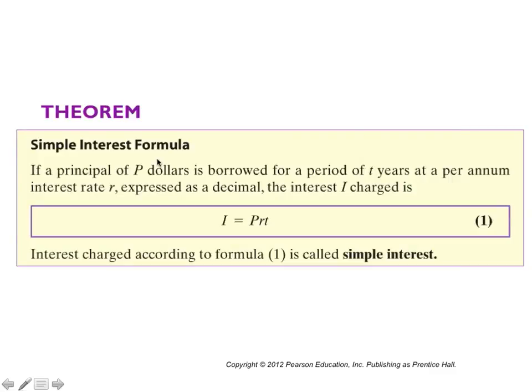So if some principal P is borrowed for a period of T years at an annual interest rate of R, then in order to find the actual interest, all we have to do is multiply those three things. We take principal times rate times time. Now it's important to note that the rate is an annual rate and that the time is in years. So if you're given time in months, you need to divide by 12 in order to get it into years. So this is the interest charged and it's called simple interest.